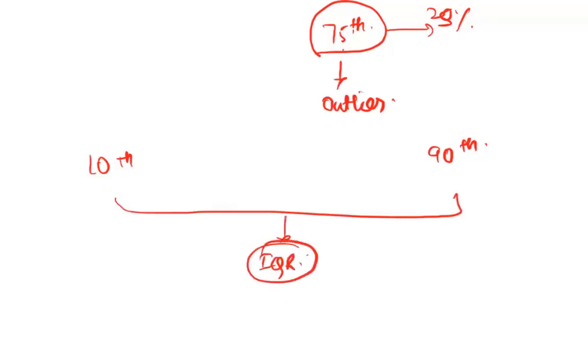Because IQR is the difference between your first and third quartile. So Rahul, if I get it correctly, values between Q1 and Q3, which is our IQR, are the most common values in the data set. Yes, they lie in the absolute center of your distribution.